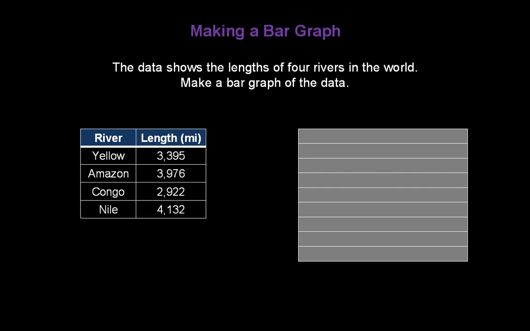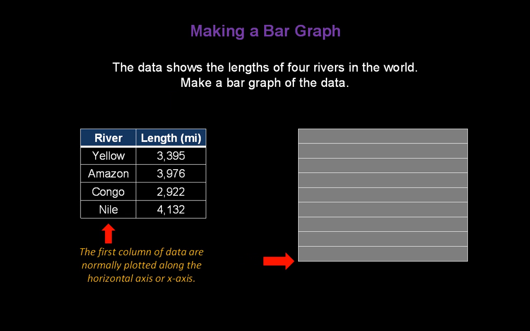Alright, let's make a second bar graph. The data below shows the lengths of 4 rivers in the world. We want to make a bar graph of the data. Well, the first thing we should do is understand the data being presented to us. So taking a look at the table, the very first column lists the names of the 4 rivers we're going to graph. The second column lists the lengths of each one of those rivers in miles.